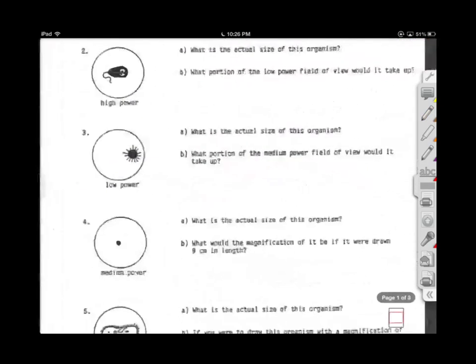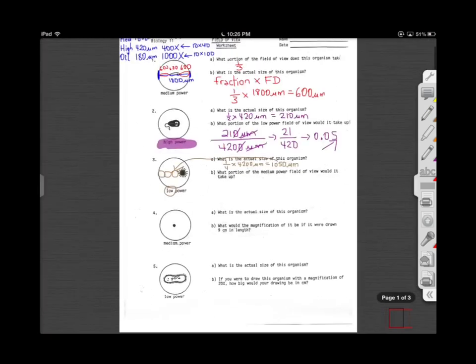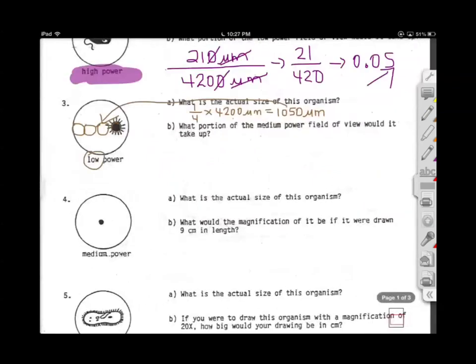And a question like this, they're following it up with it, and they're saying, okay, if that's on low, what fraction of the field of view would it take up on medium? Okay, well, I'm not panicked about medium. Medium is 1,800 micrometers. So think about it. When we're looking at low power and we're zoomed way out, it would take 4 of these little guys to go across. But when we zoom in, it shouldn't be so many going across.